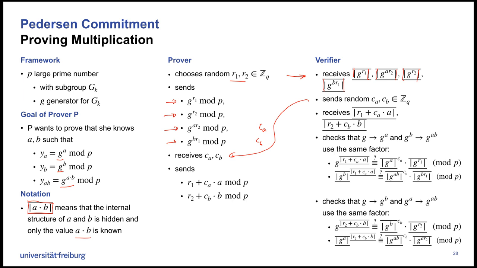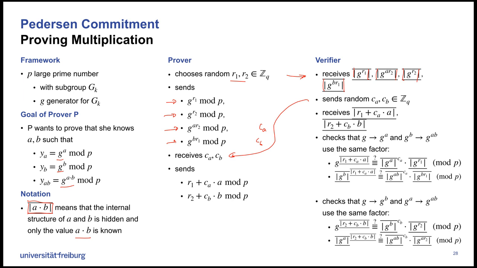Now we send 2 answers. One is R1 plus CA times A, and R2 times C times B. So now what we want to do is the following. We have to do 4 checks.